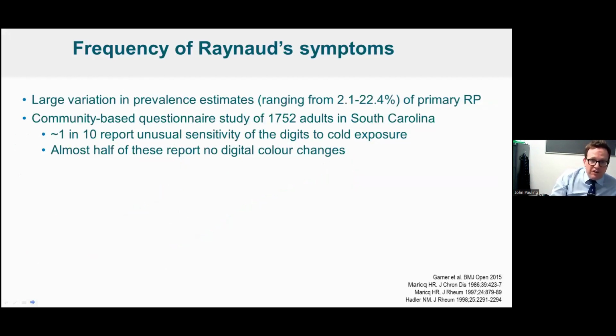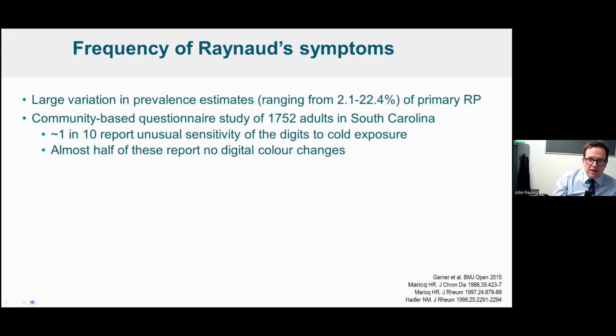And there's a very large variation in prevalence estimates of primary Raynaud's, and it ranges from only 2% of the population to 22% of the population, and that depends greatly on the population studied. So the study that identified Raynaud's affecting up to a quarter of people in the population was a study undertaken in Scandinavia, specifically in Scandinavian women.